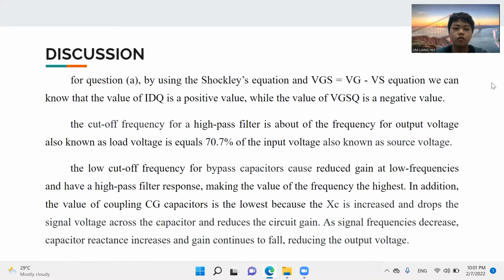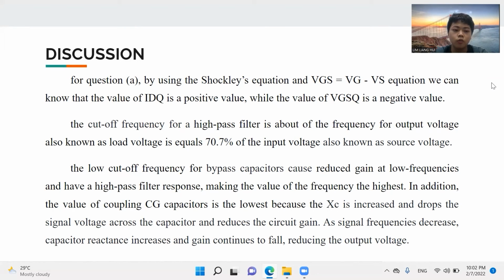Discussion for question A. By using the Shockley equation and the VGS equals VG minus VS equation, we can know that the value of IDQ is a positive value, while the value of VGSQ is a negative value. The cutoff frequency for a high-pass filter is the frequency at which the output voltage, also known as load voltage, is equal to 70.7% of the input voltage, also known as source voltage. The low cutoff frequency for the bypass capacitor causes reduced gain at low frequency and has a high-pass filter response, making the value of the frequency higher.